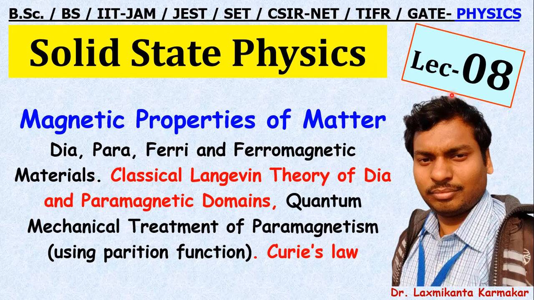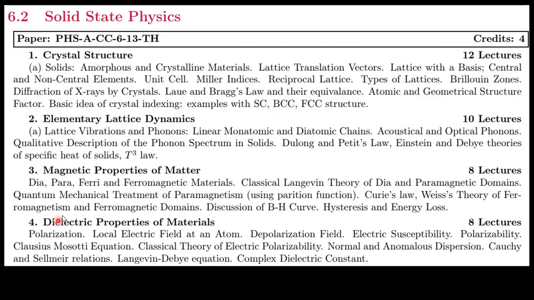This is lecture number 8 on solid state physics. Today we want to discuss the magnetic property of matter, that is the dia, para, ferri, and ferromagnetic material, then classical Langevin's theory of dia and paramagnetic domains, then quantum mechanical treatment of paramagnetism using the partition function, and then Curie's law.